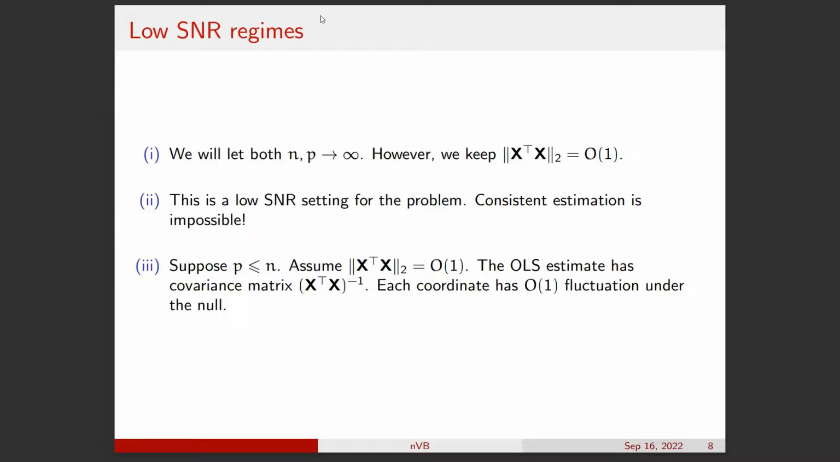Why do I think of this as a low SNR regime? Imagine you're in a setting where p is less than n and you're just doing OLS. In this case, the covariance matrix for the OLS estimate essentially depends on (X transpose X) inverse. So if the operator norm of X transpose X is held at a constant, then the typical entries of (X transpose X) inverse are order 1. So if you look at every coordinate, there is order 1 uncertainty in estimating it. This is all the information that you have, so you cannot consistently recover the underlying signal. And this is the regime that I'll be working with throughout.